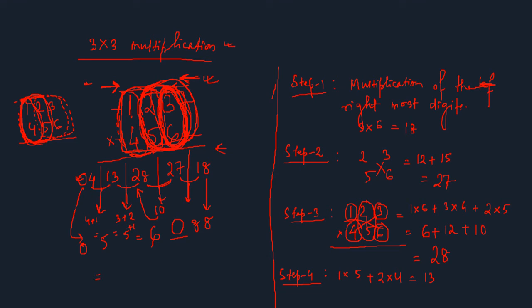So the number that we obtain is 5, 6, 0, 8, 8. So the product of 123 and 456 is 56088. I hope you guys understand. Also see one more example, a bit complex one of course.